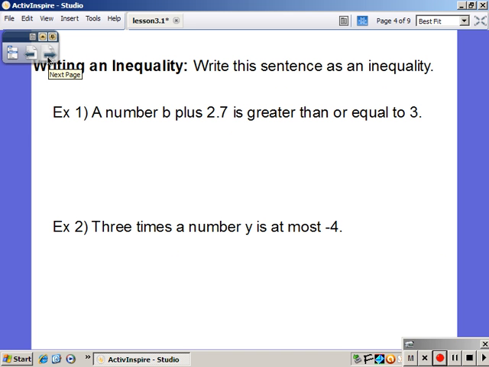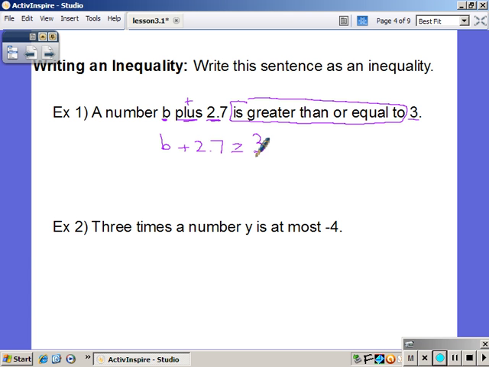It is going to be our job then to use those words to get back to an inequality. So for the first one, it says a number b plus 2.7 is greater than or equal to 3. So pick out your pieces of information. Plus means addition. So b plus 2.7 is greater than or equal to, put in your inequality symbol, 3. That's all we're doing with that, writing it as an inequality.